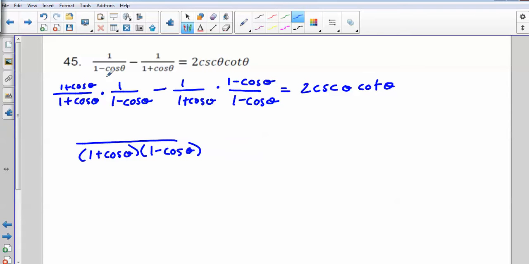Okay, I have 1 plus cosine theta times 1, so that's 1 plus cosine theta, minus 1 times 1 minus cosine theta. So I'm going to put that in parentheses so I remember to subtract both parts.